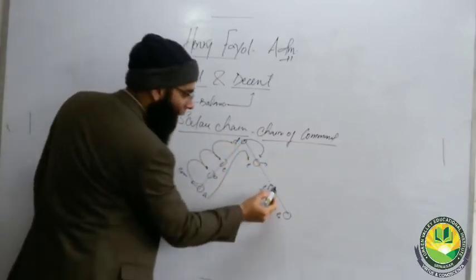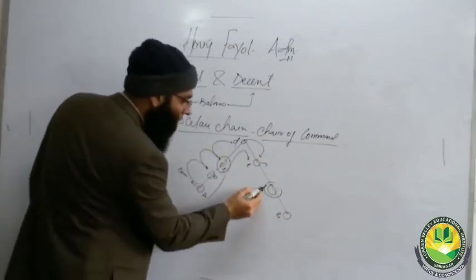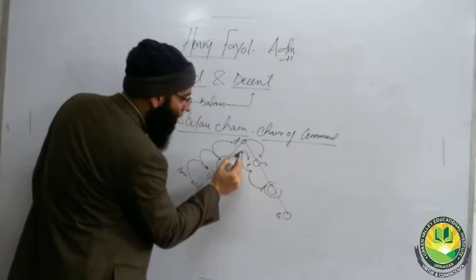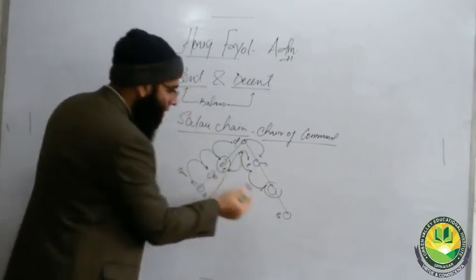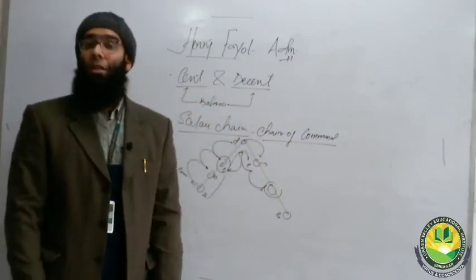And for example, if F has to pass on the message or the commands to C, it will go from F to E, E to D, and D to C. And every time a message is to be passed, this path is to be followed.